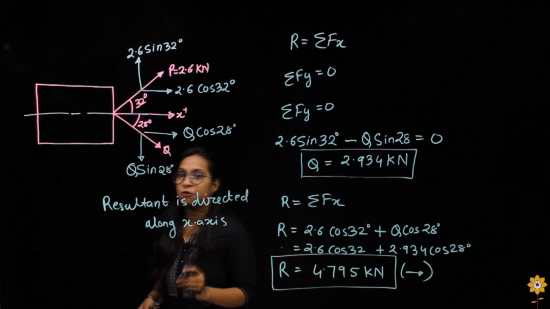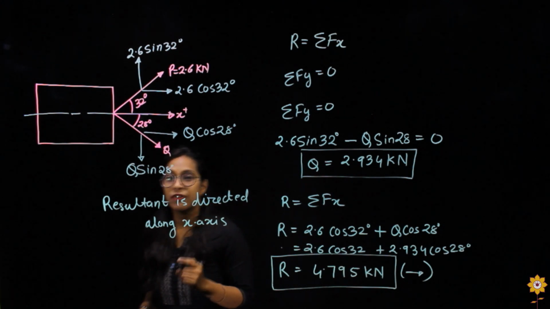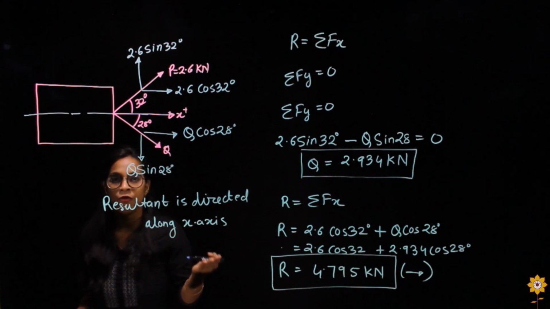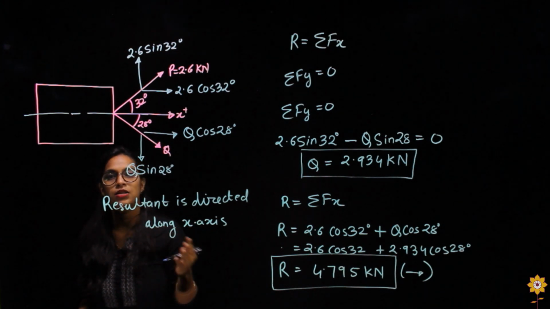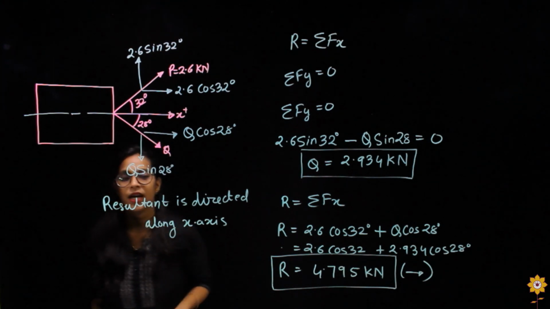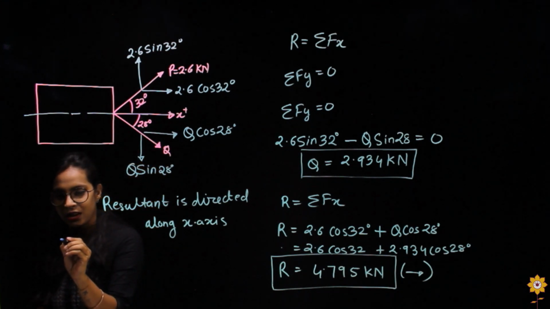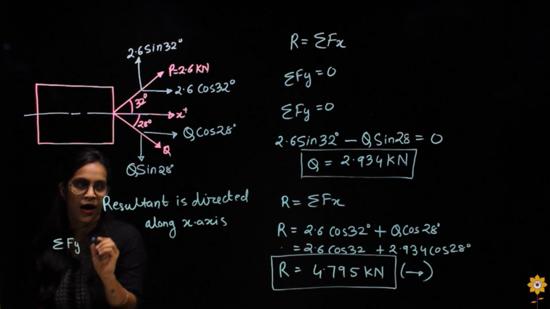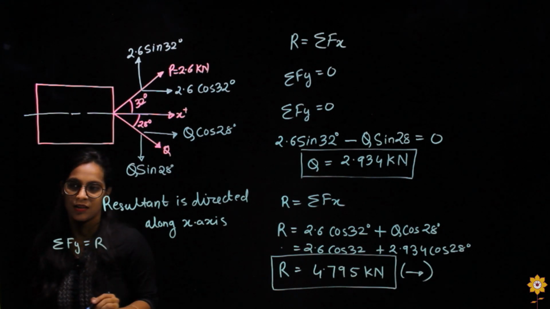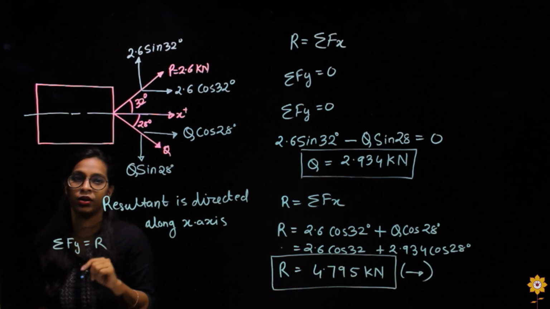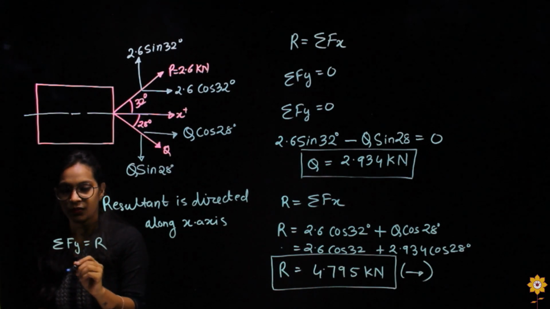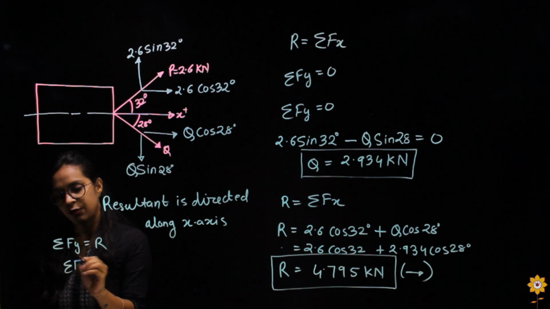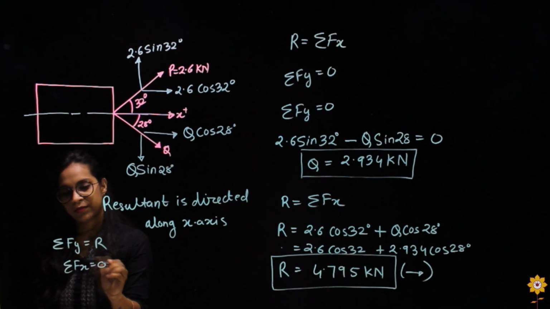Likewise, if we get a question wherein it is given that the resultant force is along the vertical direction, or the resultant force is directed along the y-axis, then it would be the summation of F of y equals R, because it was in the vertical direction. And then if F of y equals R, our F of x would become 0.